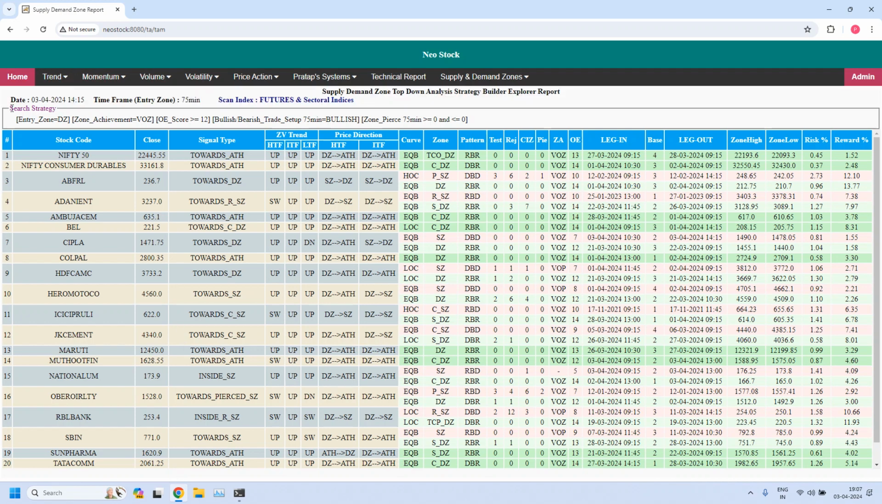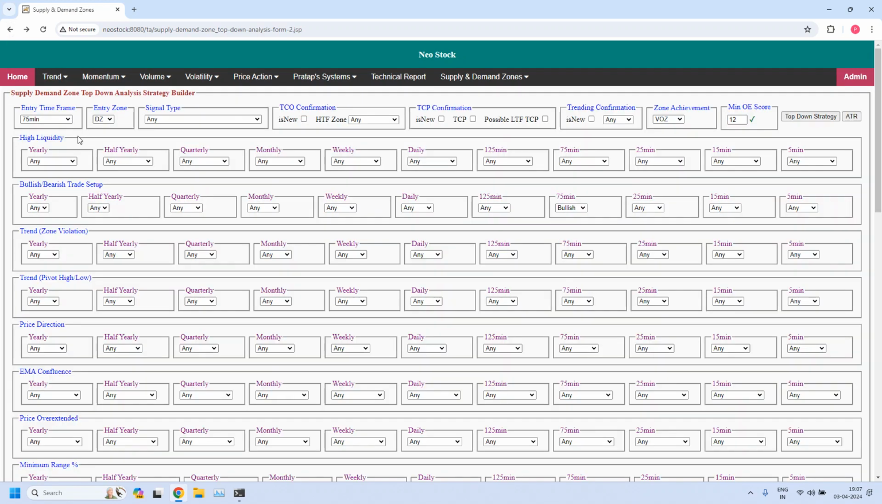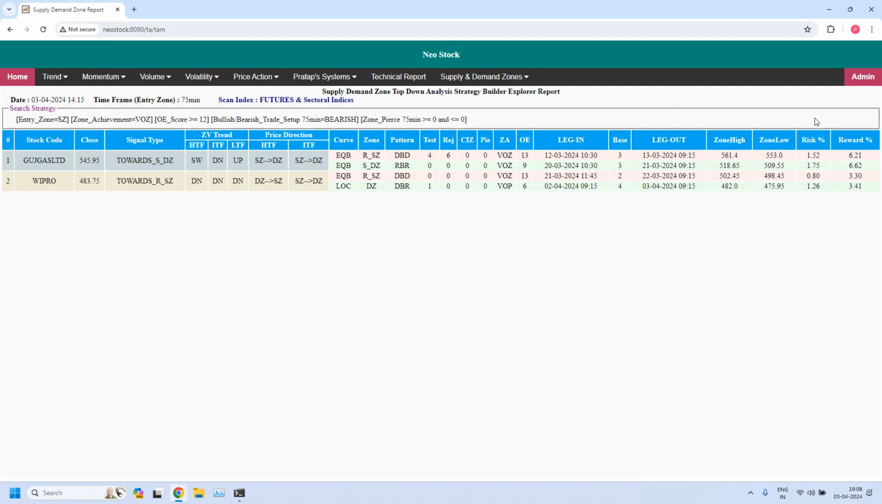Okay, now let me go back. We will generate the bearish trade setup. Entry time frame is 75 minutes for weekly income trade, but this time we are going to generate a bearish trade setup. So entry zone is supply zone. In bullish or bearish trade setup at 75 minutes time frame, now I am selecting the value bearish. Remaining parameter values are the same. Now let me generate. Now 2 stocks are filtered and they are supporting the bearish trade setup.